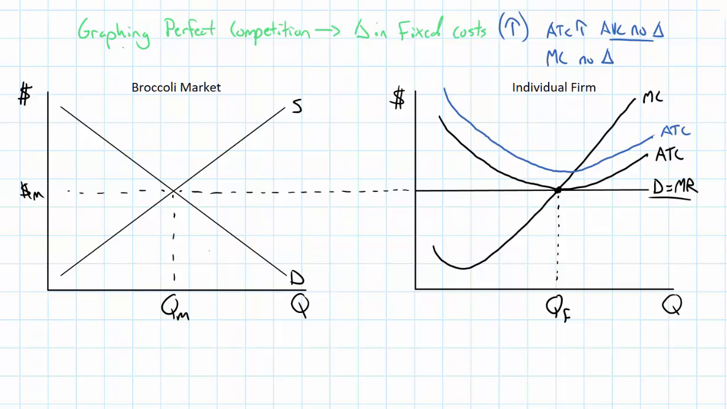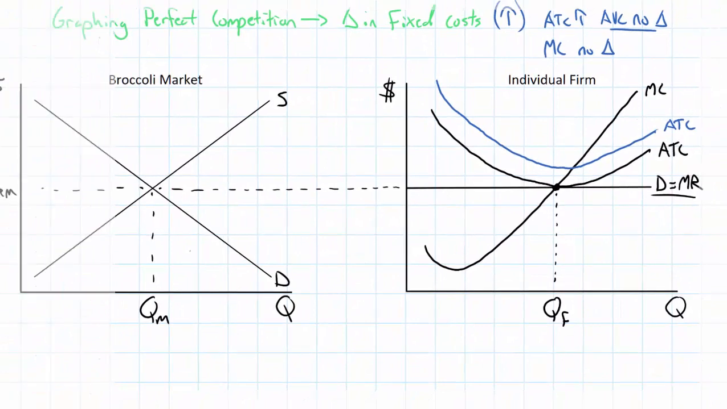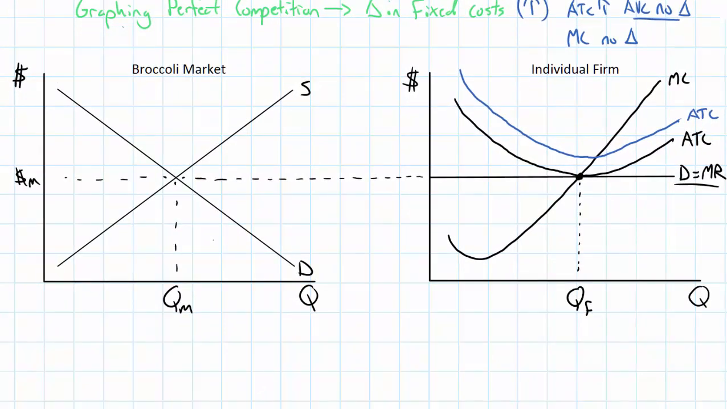Now this is the part where I want to be really careful with what I'm doing. I'm going to make just a quick sketch here. Let's see if I can do this. This vertical distance here, we're going to need to keep an eye on. But I want to go back and think about one thing here first. If my average total cost curve has shifted, my marginal cost curve has not. And because my marginal cost curve has not shifted, and because my price has not shifted, my quantity is still going to be the same at QF.